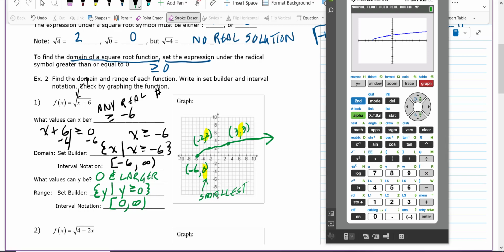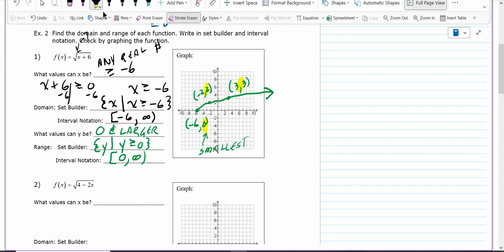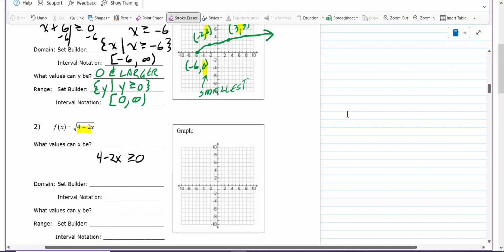That's why you need a graphing calculator at this stage to do that. Okay, next problem is going to be done exactly the same way. It's a square root function. So what you have to do is take what's under the square root and just write it down and set it greater than or equal to 0. You've got to solve that inequality correctly in order to get this put together.